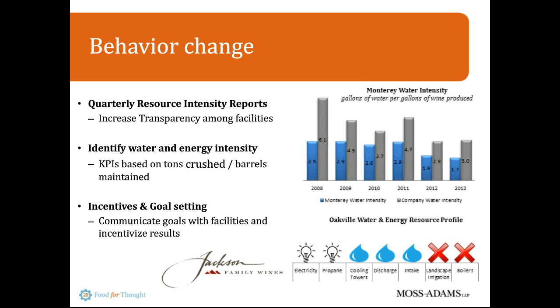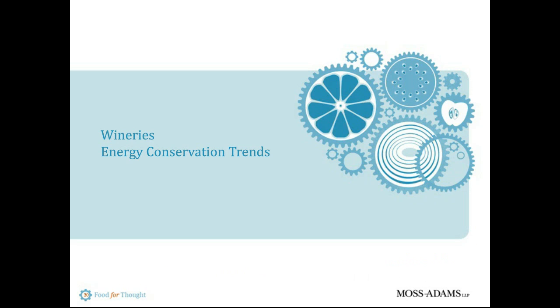So identifying your water and energy uses, creating KPIs, key performance indicators. In this case, Jackson Family used tons crushed and barrels. How many barrels are they maintaining as KPIs to monitor their water usage or energy use, like how many gallons per barrel or how many gallons of water per ton crushed are used and are needed. And then it's important to think about how to incentivize and set goals across the company so that people really buy in and get actively engaged with applying these conservation measures.